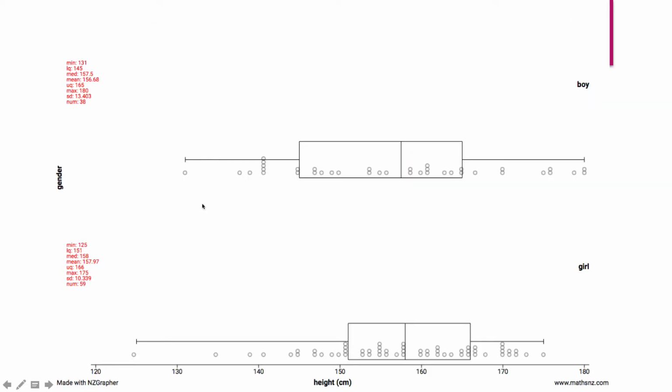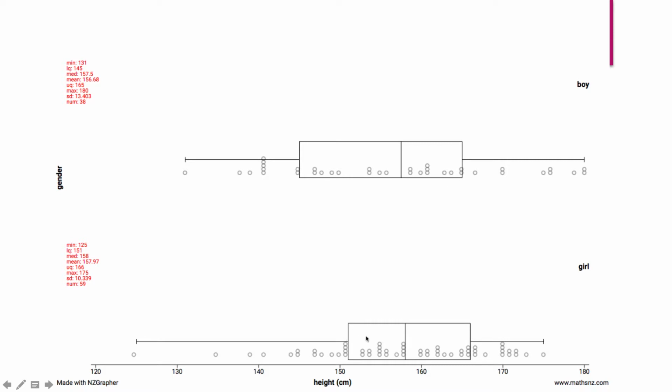So here's our sample summary statistics. You can see the minimum, lower quartile, median, mean, upper quartile, max, standard deviation, and the number of dots. The first thing to remember about these box and whiskers is that you have 25% of the data here, another 25% of the data here, 25% of the data here, and 25% of the data there. It's also important to remember that the interquartile range, which is from the lower quartile to the upper quartile, contains 50% of the data, as it does here.